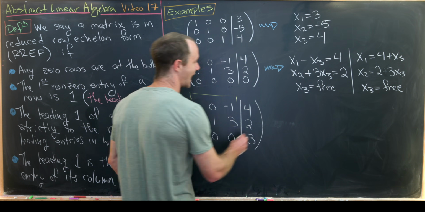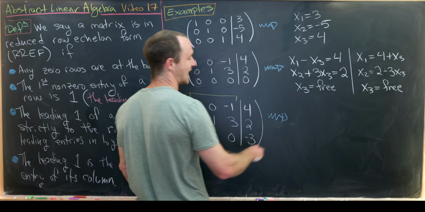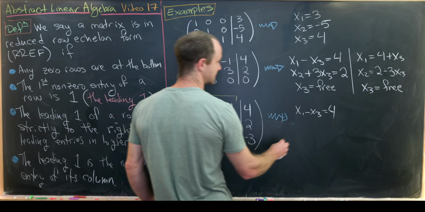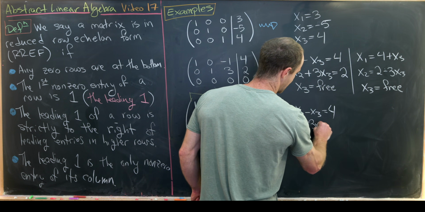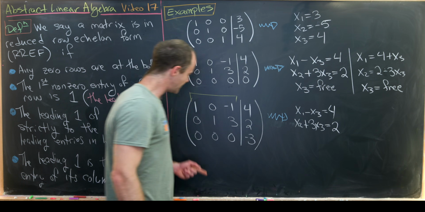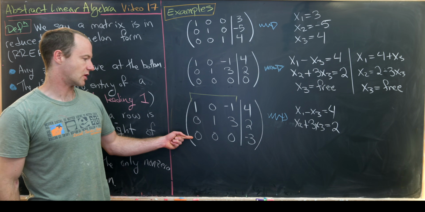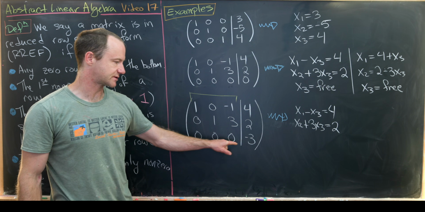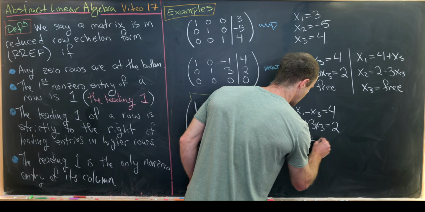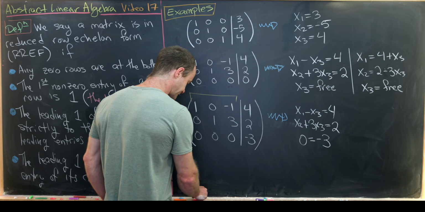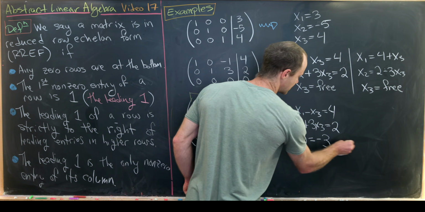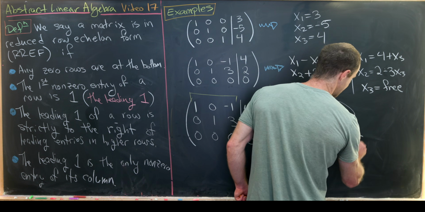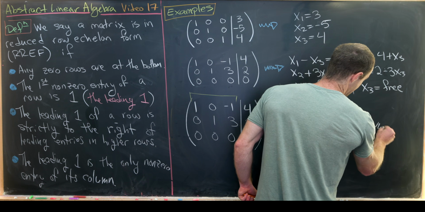Now let's turn that into a system of equations. Notice we have the first 2 identical to the one above, so that would be x1 minus x3 is 4, x2 plus 3x3 is 2. But then let's read off the meaning of this third row. Well, it would be 0x1 plus 0x2 plus 0x3 equals negative 3. In other words, it would be 0 equals negative 3. But 0 equals negative 3 clearly does not make any sense. That gives us some sort of contradiction. So that means that this is an empty solution set.